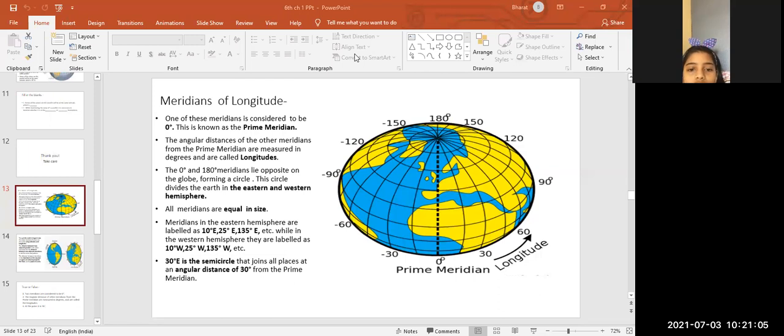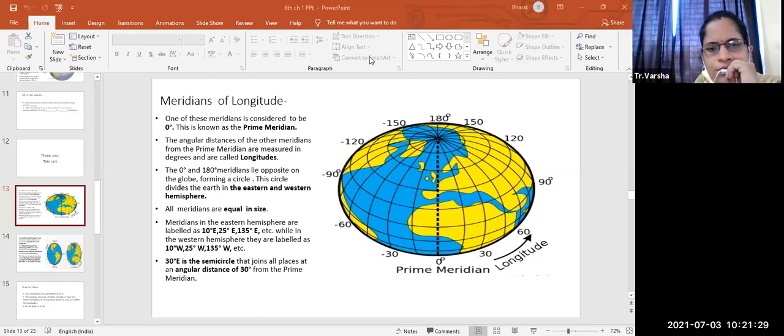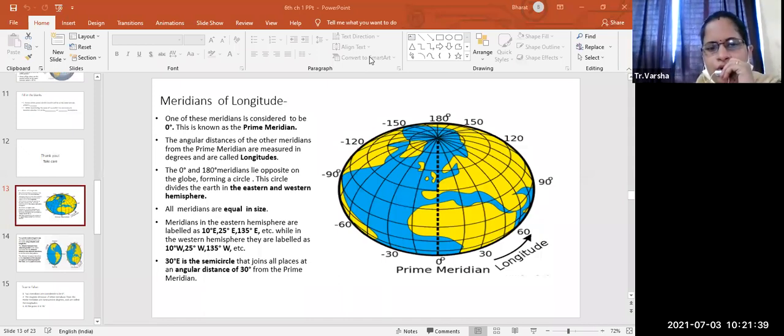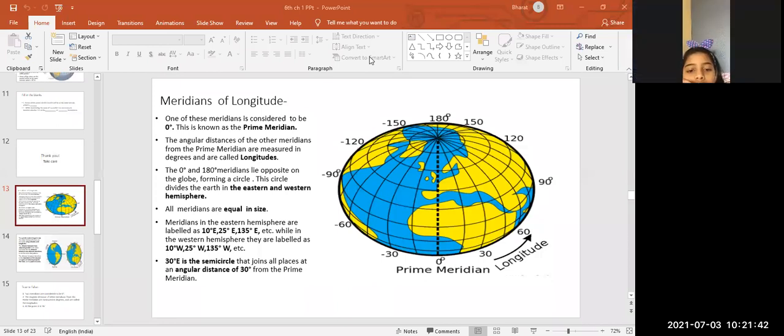Meridians of longitude. One of these meridians is considered to be 0 degree. This is known as the prime meridian. The angular distance of the other meridians from the prime meridian is measured in degrees and is called longitude.